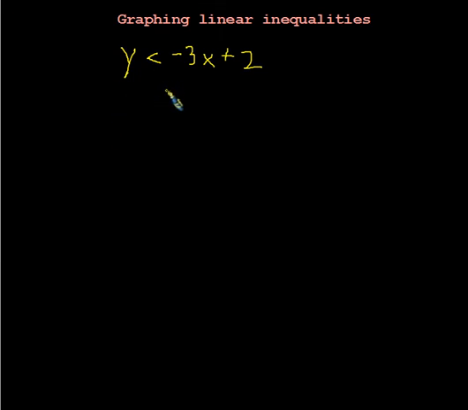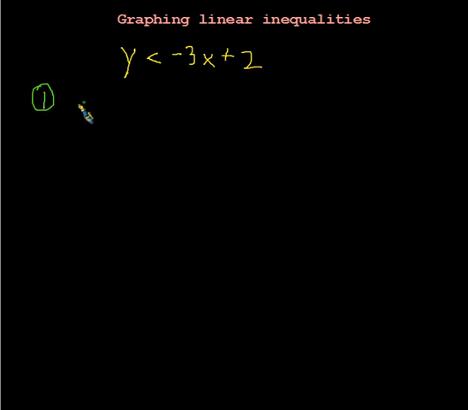Graphing linear inequalities is just like graphing linear equations. And here we have a linear inequality, and the only difference between this and a linear equation is that we have an inequality symbol instead of an equal sign. So there's basically three steps. The three steps of graphing a linear inequality.